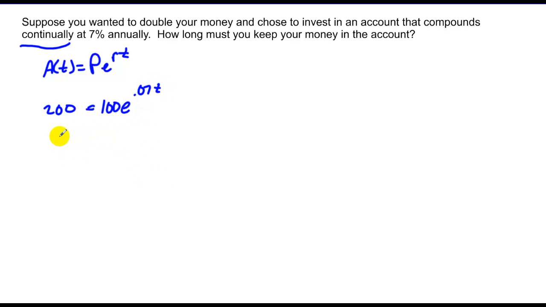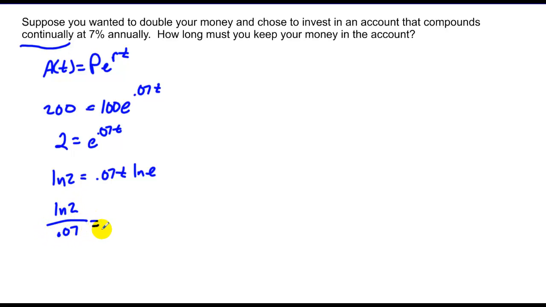Again, I divide, get e to the 0.07t. We need to solve for t, so we need to take the natural log of both sides. Natural log of 2 is equal to 0.07t times the natural log of e. The natural log of e is 1 once again, so I just divide by 0.07. I get the natural log of 2 over 0.07 is equal to the time. So in this case, the time will be equal to approximately 9.9 years.